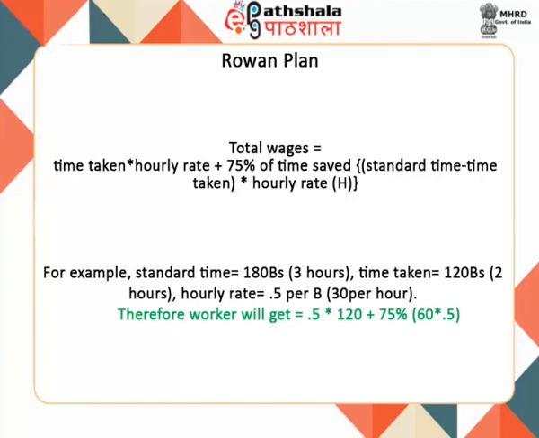For example, standard time is equal to 180 Bs, which is 3 hours, time taken is equal to 120 Bs, which is 2 hours, and hourly rate is equal to 0.5 per B, which is 30 per hour. Therefore, the worker will get 0.5 multiplied by 120 plus 75% of 60 multiplied by 0.5. The plan guarantees minimum wages to the workers. One of the major drawbacks is that workers may dislike sharing the bonus with the foreman, which might distort the relationship between the two.